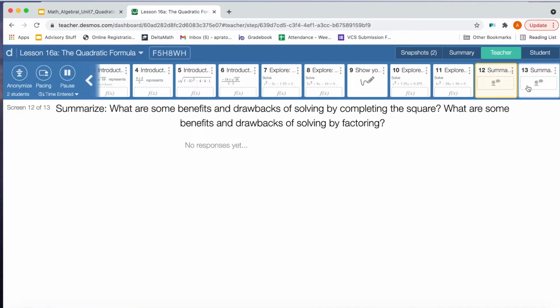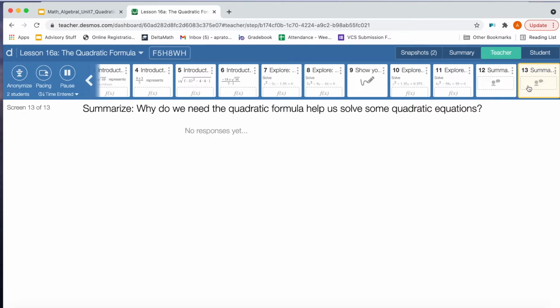What are some benefits and drawbacks of completing the square? What are some benefits and drawbacks of factoring, to synthesize that conversation? And then introducing students to the fact that there is another way to solve these equations. It is going to be the quadratic formula. You are going to learn the quadratic formula in a future lesson, and it's going to help you when you are presented with these really challenging equations that are very difficult to factor or use completing the square.